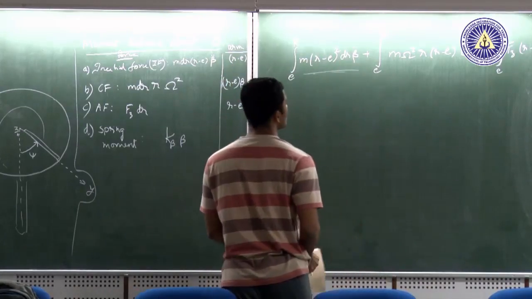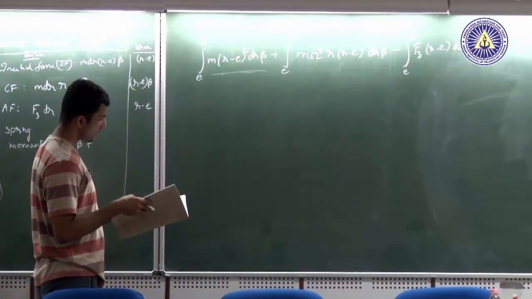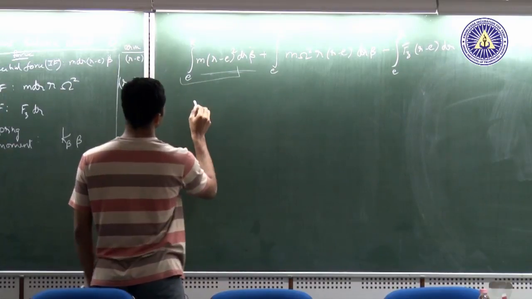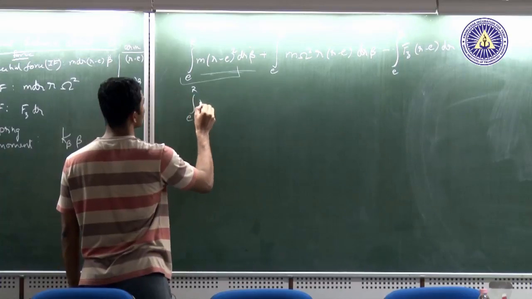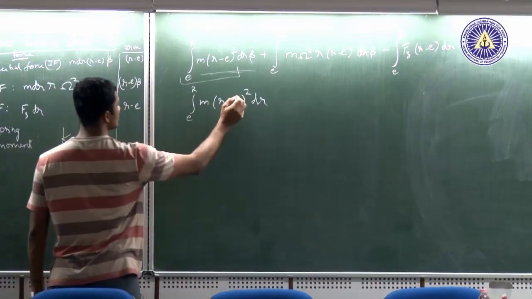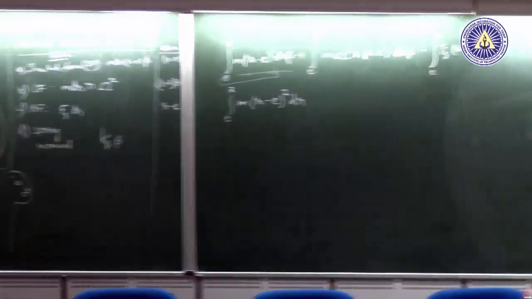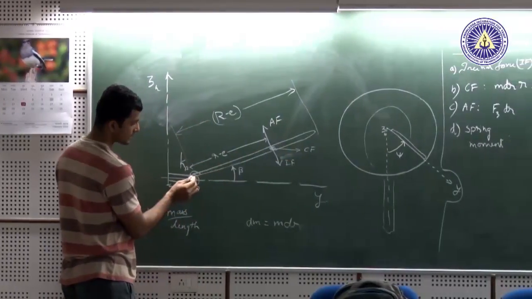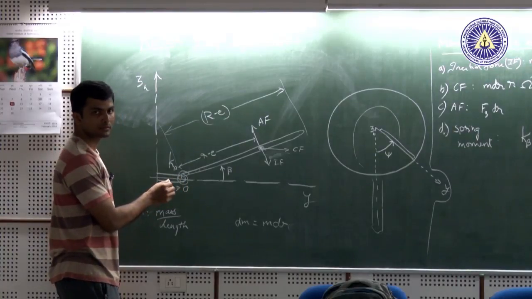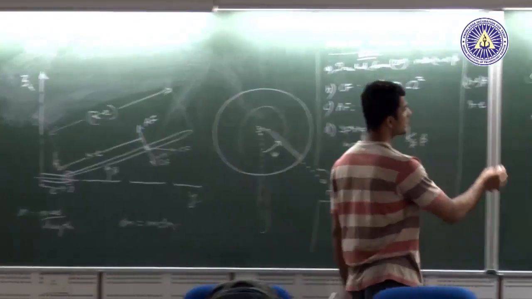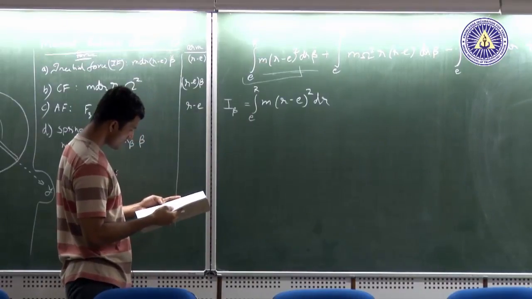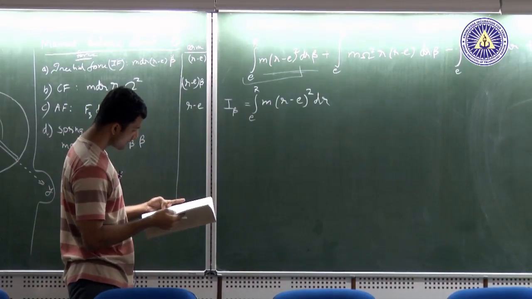I'm putting it there. So what is this term? Just this integral, integral e to R of m (r minus e) squared dr. This is the moment of inertia of the blade about this axis, which is coming out of the board and passing through O, is it not? Okay. So I am going to call it I_beta. And so you can write the second term.